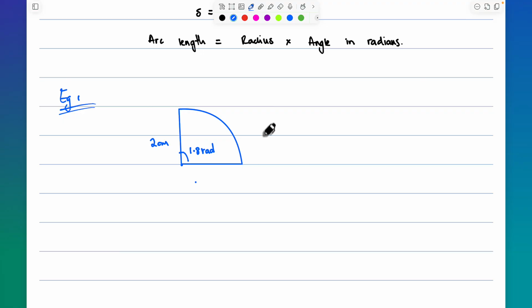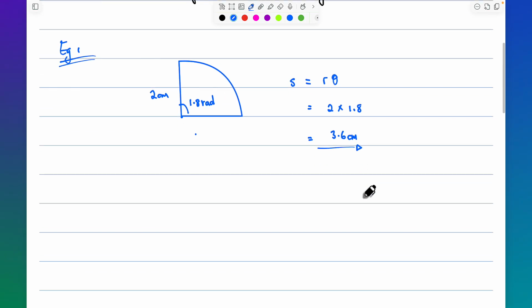This is a simple question where we just apply that formula. S is equal to R times theta. Your R is 2, your theta in radians is 1.8. Then this is going to be 3.6 centimeters. Easy. All right, so that's a simple example.